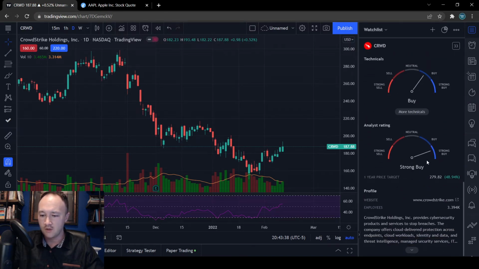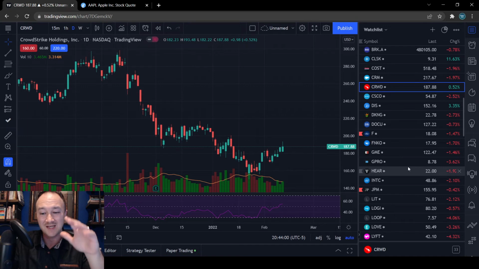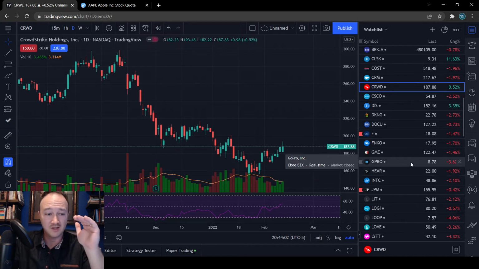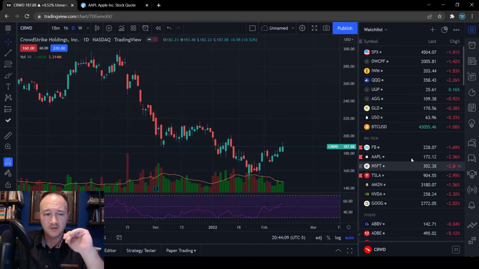You go down here. What is the analyst rating? Well, it's $279. Crowdstrike is currently trading at $187. That's basically 49% upside potential on this stock. Boom, that easy. You have the professional's opinion that this stock is going to go up 49% over the next year. This is how incredible this information is, and it's for free. By the way, I am logged into a free TradingView account looking at this information. So this is really good stuff, guys.